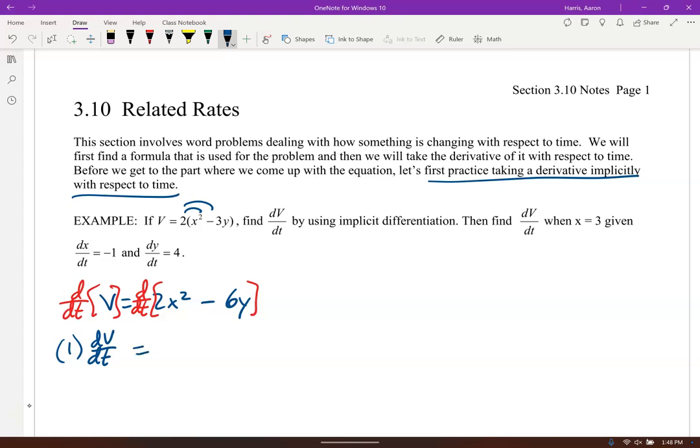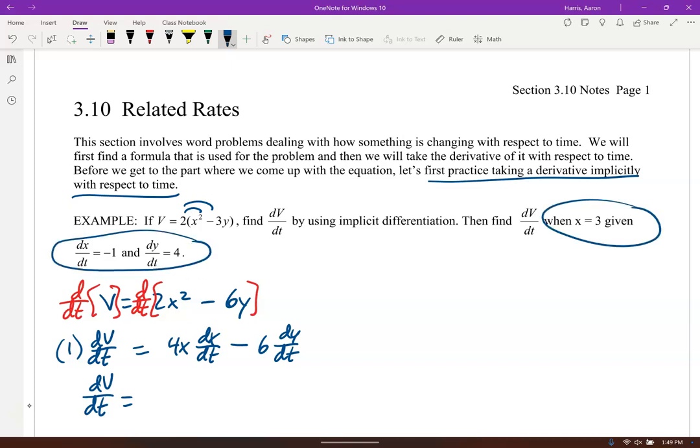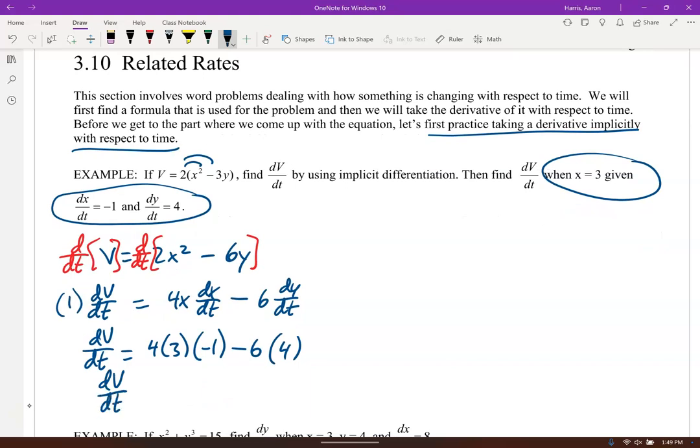So what we would have is 1, the derivative of V is just a 1, dV/dt, V prime, equals... these variables also do not agree. It's taking the derivative with respect to time, so 2x squared, well, that's different than t. So it's just 4x dx/dt minus the derivative of 6y, which is 6 dy/dt. And then it says find dV/dt. So here's our 1 dV/dt. Find dV/dt when x is 3, given dx/dt and dy/dt. So x is 3, dx/dt they give us as -1, minus 6, dy/dt they give us as 4. So it looks like dV/dt just ends up being -12 minus 24, so -36.